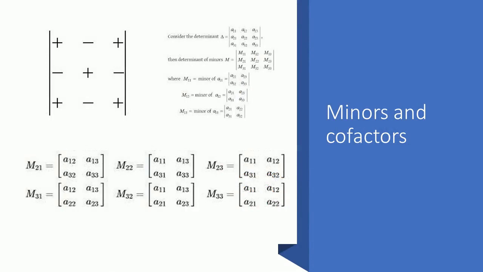Then we can see this quite clearly here. So if you are told to get the minor of A11, you can see, just eliminate its row and column, and you get the minor. So getting the minor is really easy.